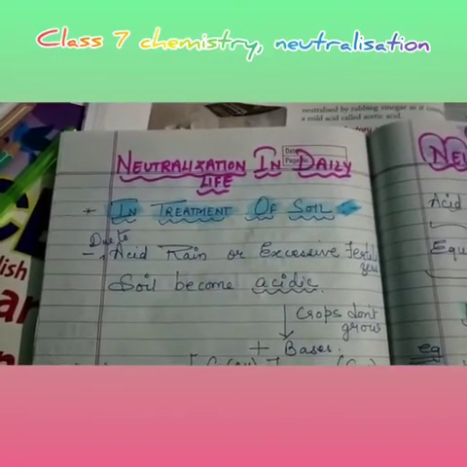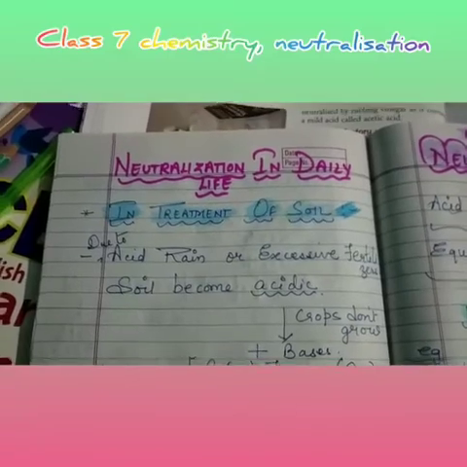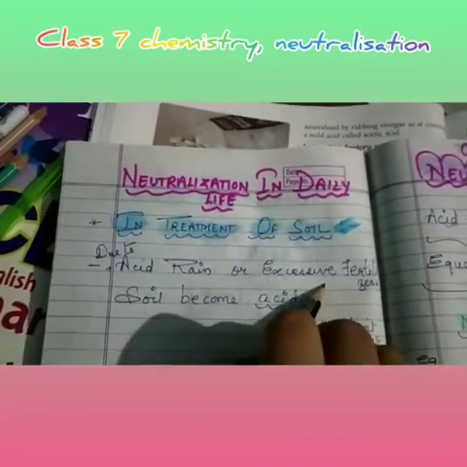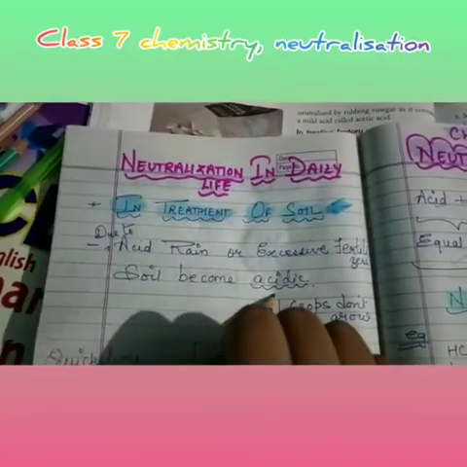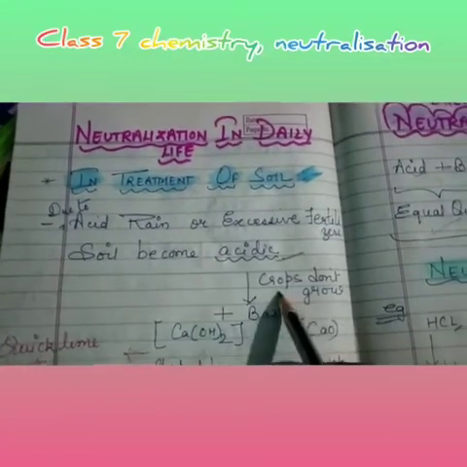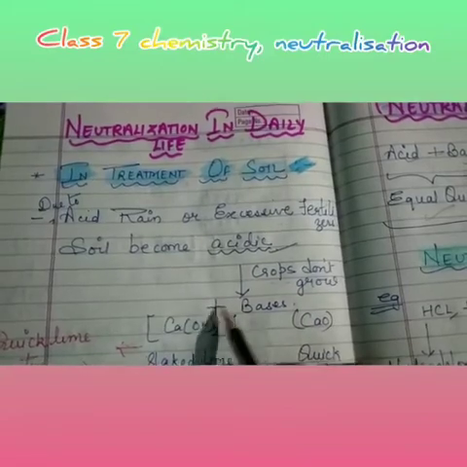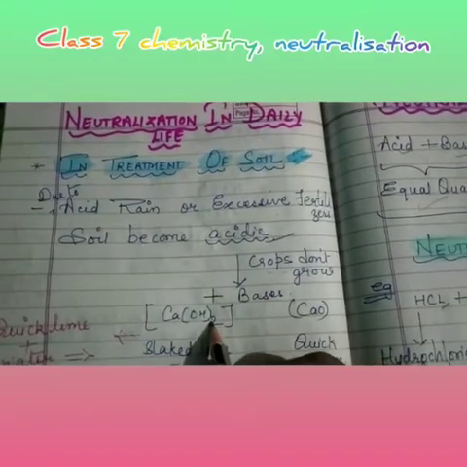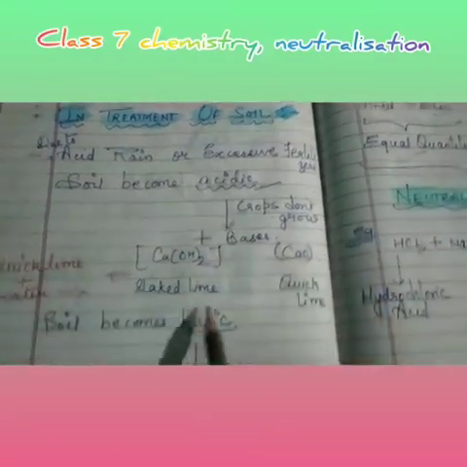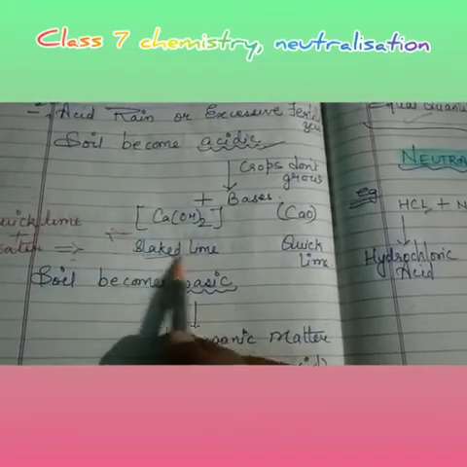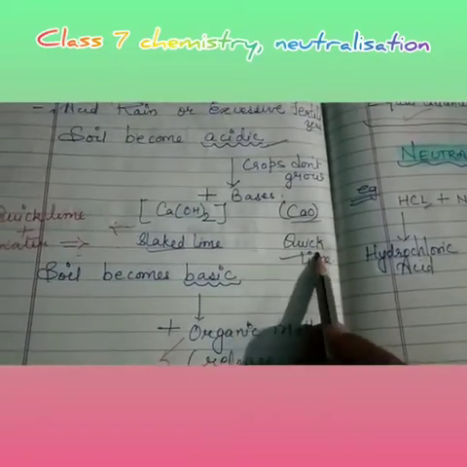See, because of acid rain or excessive fertilizers, soil becomes acidic. And in acidic soil, crops cannot grow. So what we do, we add bases. Bases can be calcium hydroxide or calcium oxide. Now, calcium hydroxide is called slaked lime and calcium oxide is called quicklime.